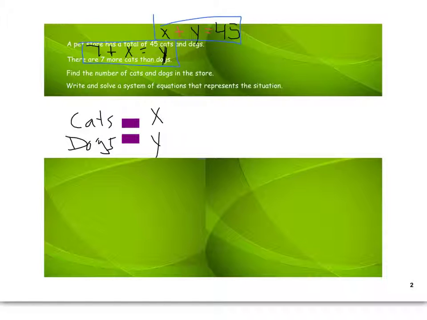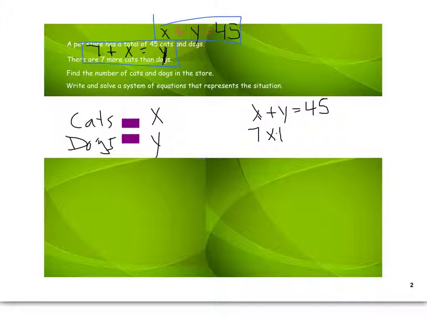Now that we have our 2 equations, we can go ahead and solve. So thinking about how we can solve this, let's put our equations right next to each other. That'll help us out. X plus Y equals 45.